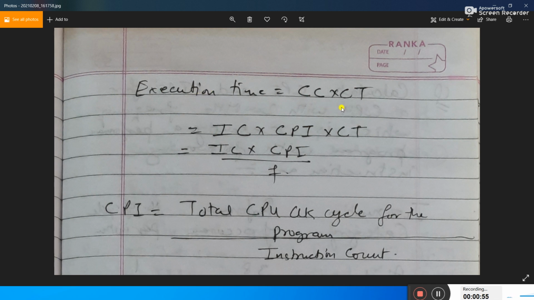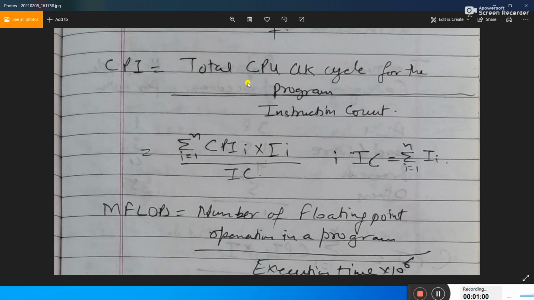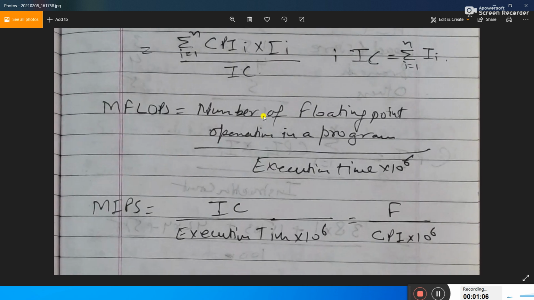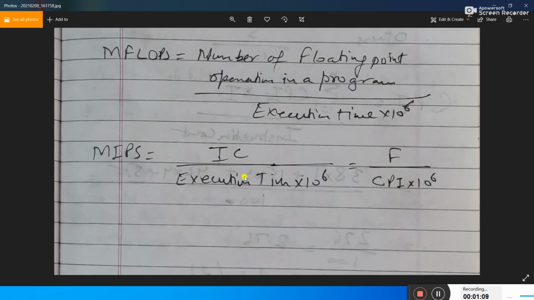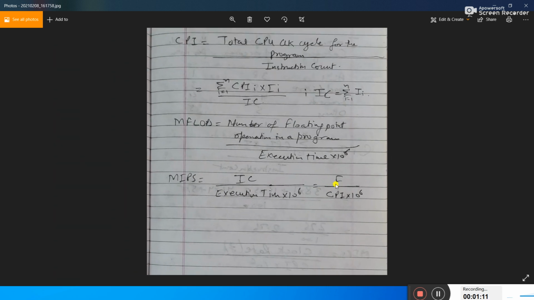One is execution time, which is the clock count multiplied by CT. Another is CPI, which is the summation of CPI multiplied by the number of instructions, divided by the instruction count. Next is MIPS, which is IC divided by execution time multiplied by 10 raised to the power 6.